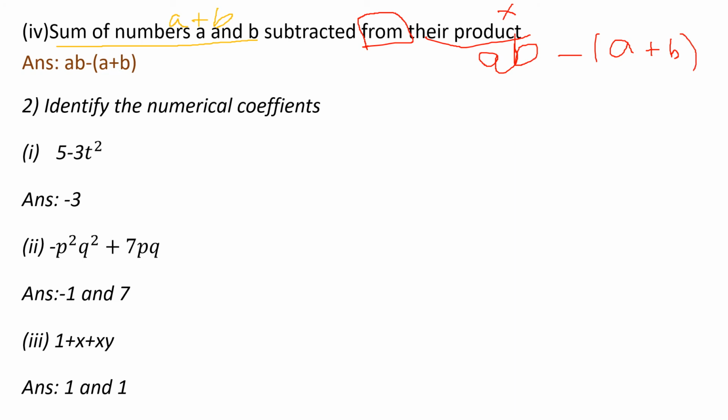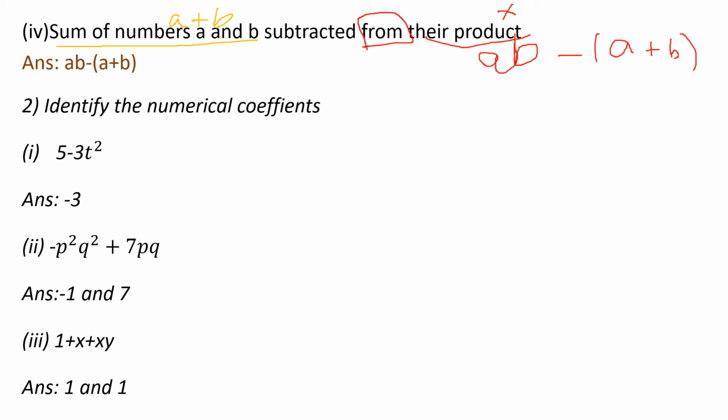Sum of numbers a and b subtracted from their product. So for example, take two numbers. That two numbers we want to add. Then we want to subtract from their product. So those two numbers should be multiplied, and from that we want to subtract it. So ab minus a plus b.